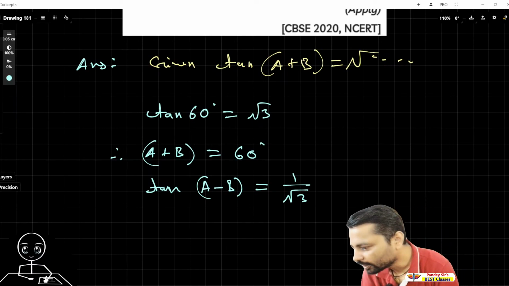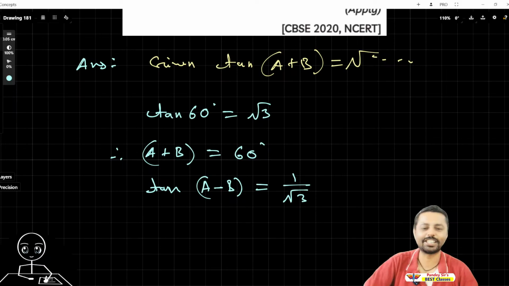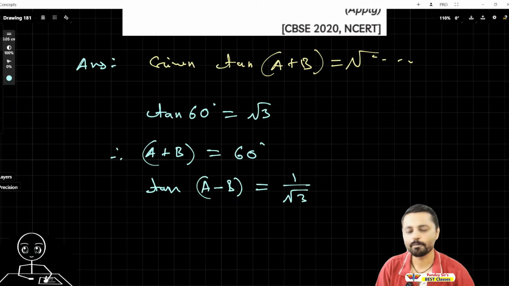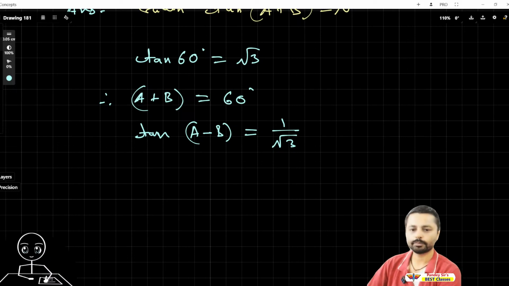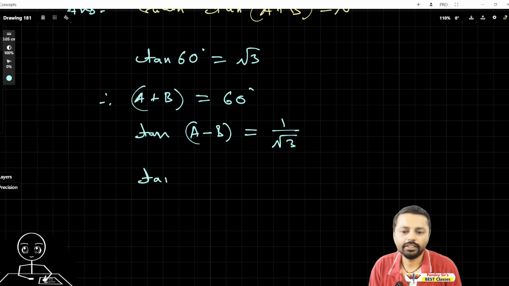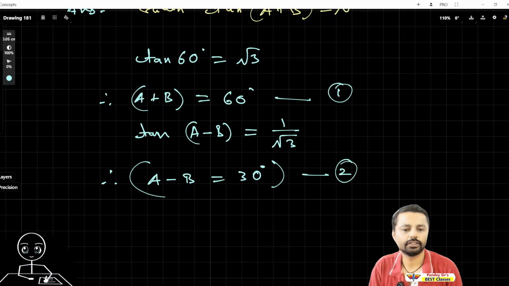Very good, Monica Rao, Krishan Shala. I might be reading it wrongly, but very nice. Yes, 30 and 60. Good, very good. I'm very happy for your reply. So it will be tan 30, therefore A minus B equal to 30. Got it? Now let's call this equation 1, and let's call this equation 2.